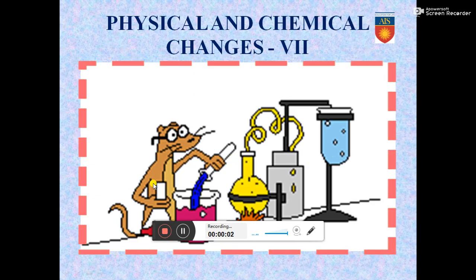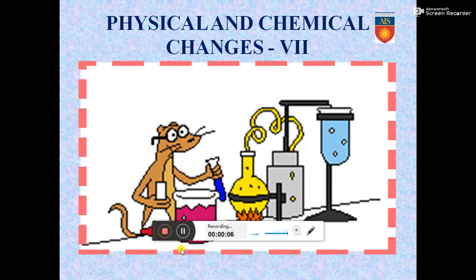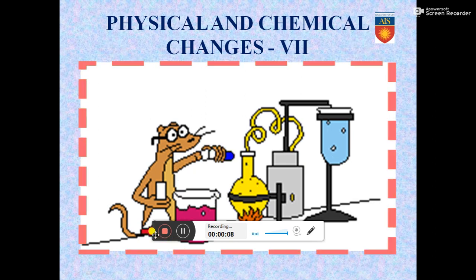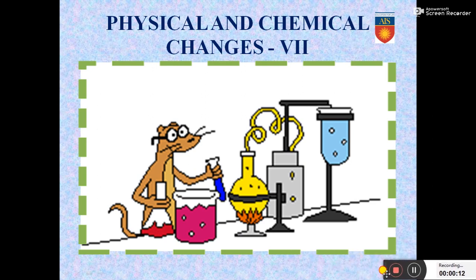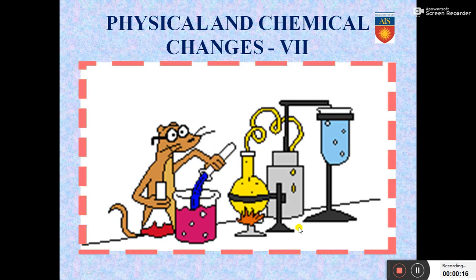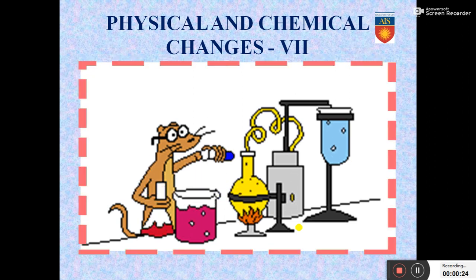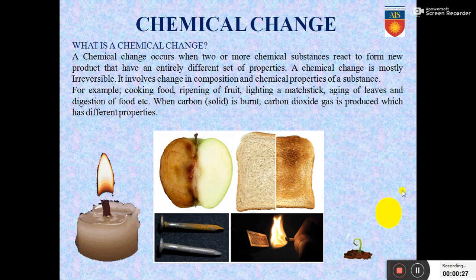Hello students, welcome back. Today we will continue with our chapter Physical and Chemical Changes. In the previous class we have learned about the different types of physical changes and what the physical changes look like, what are the characteristics of physical changes. In our class today we will learn about chemical changes. So let us start having a look at chemical changes.